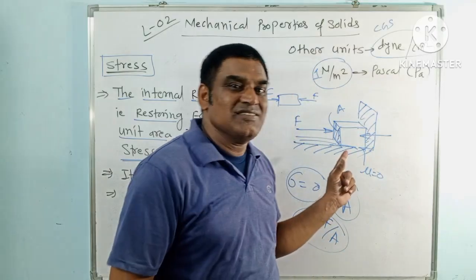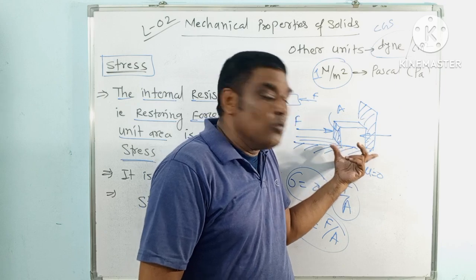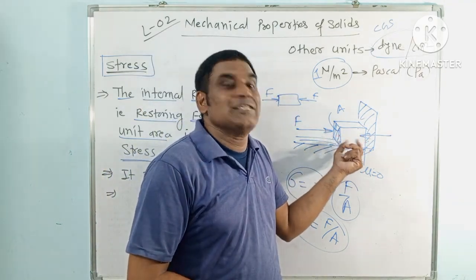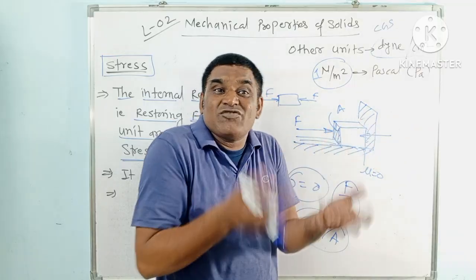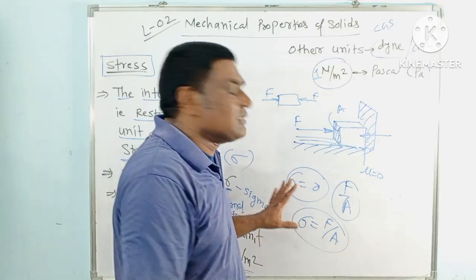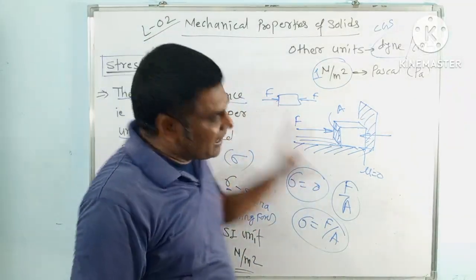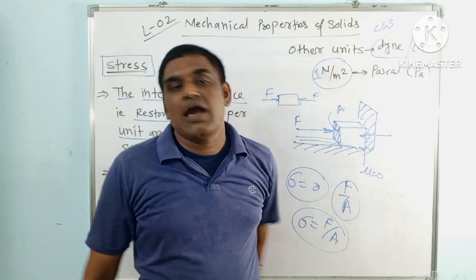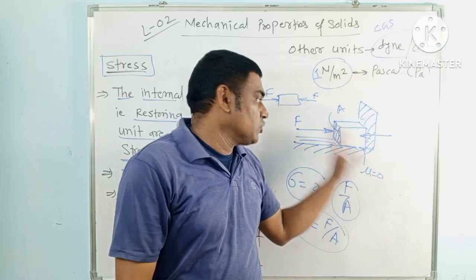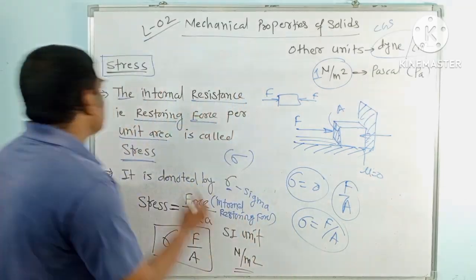If motion is constrained, the body is not allowed to move, then this force will try to compress or elongate it. Intermolecular distance will change. Restoring force will be developed. The body will oppose that, and a restoring force will be there. So resistance will be there, and all these things will happen, and stress will come into the picture. So that is the force by area. Otherwise, no stress. Remember this, very important. Clear? You understood the meaning of stress now?